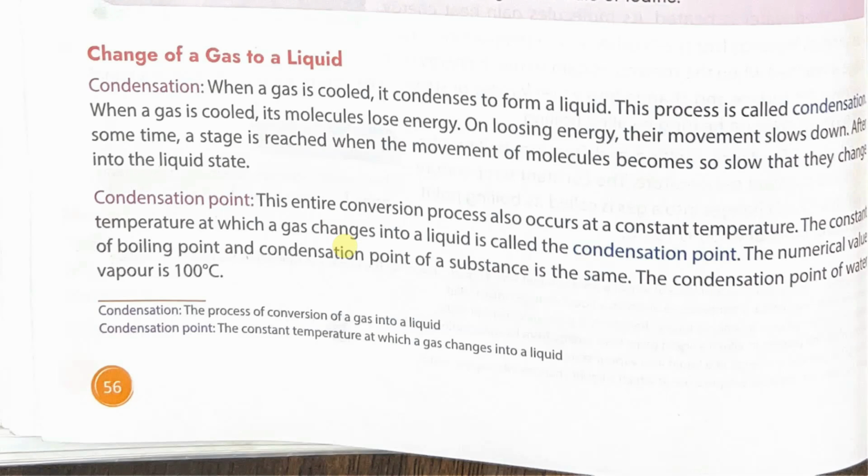liquid state. Condensation point. This entire conversion process also occurs at a constant temperature. So, the constant temperature at which a gas changes into a liquid is called the condensation point. The numerical value of boiling point and condensation point of a substance is the same. The condensation point of water vapor is 100 degrees centigrade.